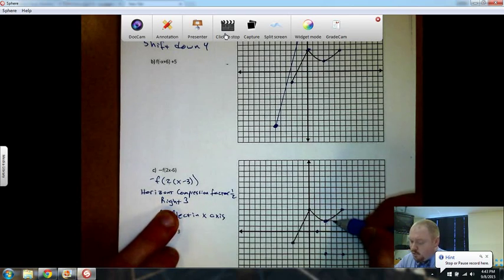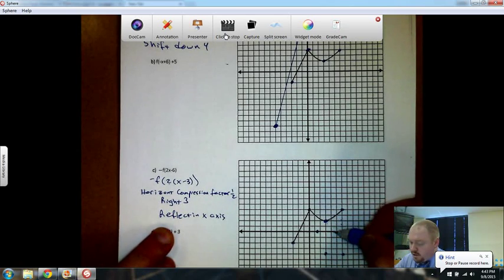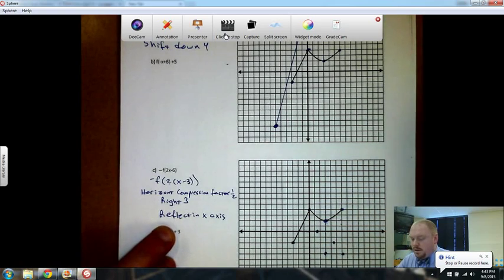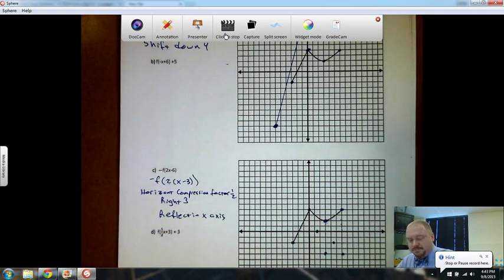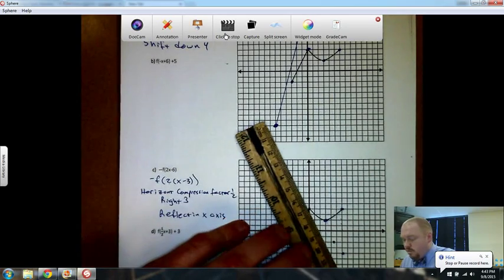Now I'm going to go down. I'm going to reflect in the x-axis. So 1, 2, 1, 2. There we go. This looks much better. Now I'm going to connect with my straight edge.